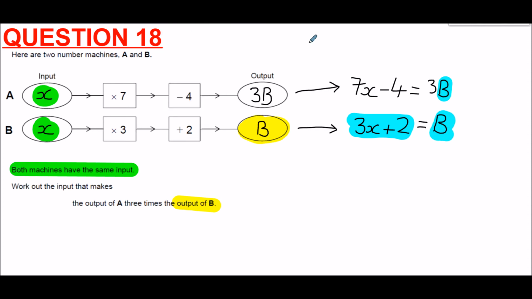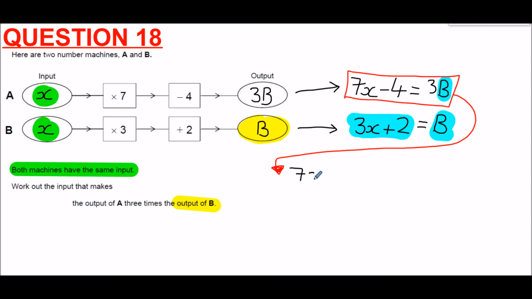So using this equation here, what we can craftily do is substitute in what b is in terms of x. So we're going to leave this bit as it is, leave it as 7x minus 4 equals 3b, but we're going to substitute in what b is in terms of x. We can say b is 3x plus 2, because that's what we're told by thinking of this number machine at the bottom as an equation. So using this, we've now got an equation to solve, quite a hard equation involving x.